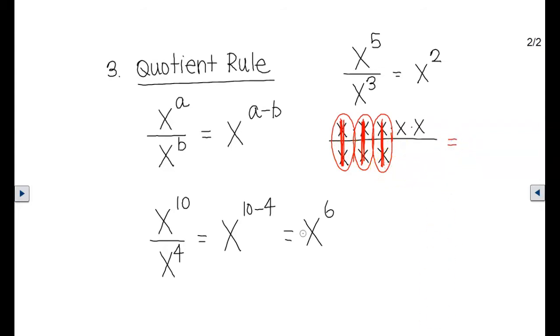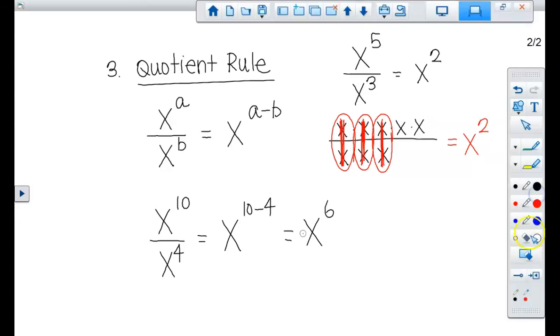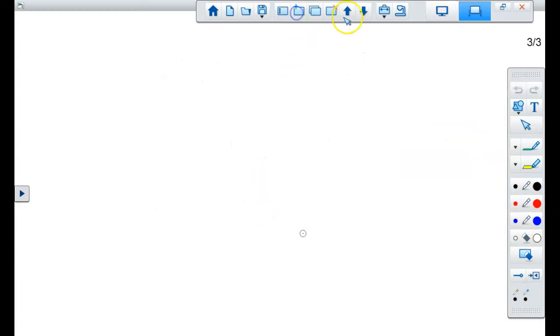And I want you to notice that at that point, I can't do any more of that dividing because this x doesn't have 1 on the bottom to divide by. Neither does this guy. So right here, this leftover part is my answer. And I have x times x, which is the same thing as x squared. So that should show you why that quotient rule works. So the quotient rule tells us that when we are doing a division problem, we are going to subtract exponents.